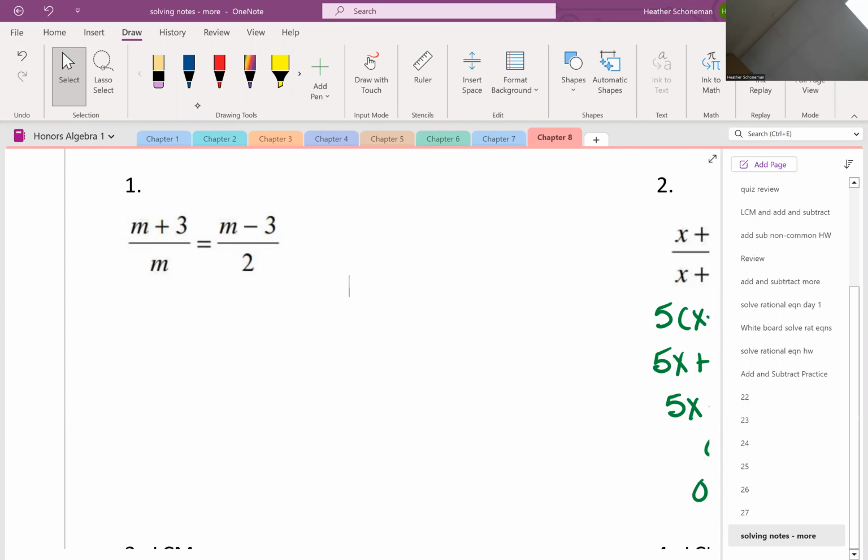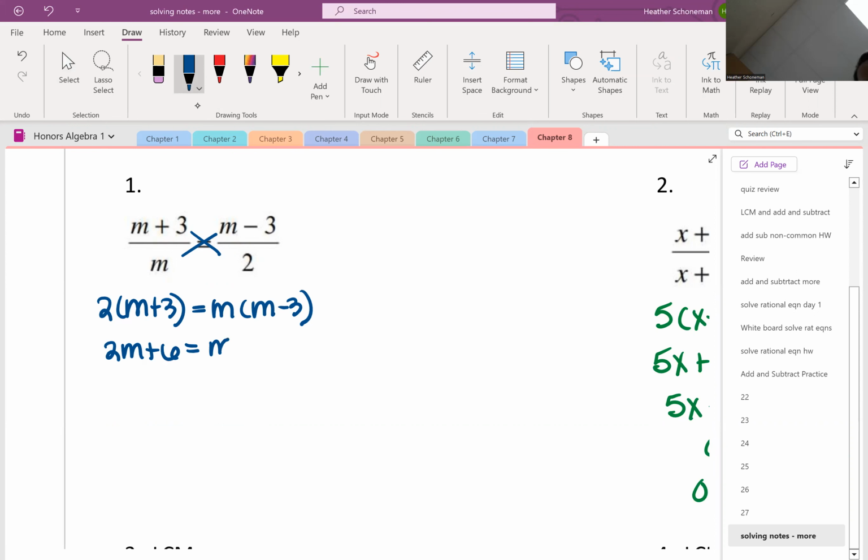When we have a proportion, it's two fractions that equal each other. And the way we solve a proportion is by cross multiplying. So on this one, I'm going to have to take 2 times m plus 3, and it's going to equal m times m minus 3. So when I distribute, I get 2m plus 6 equals m squared minus 3m.